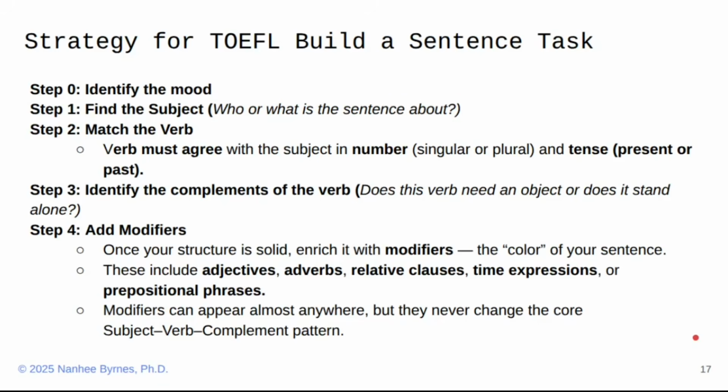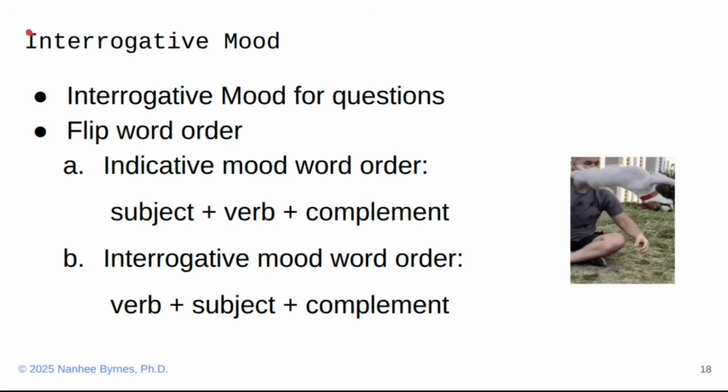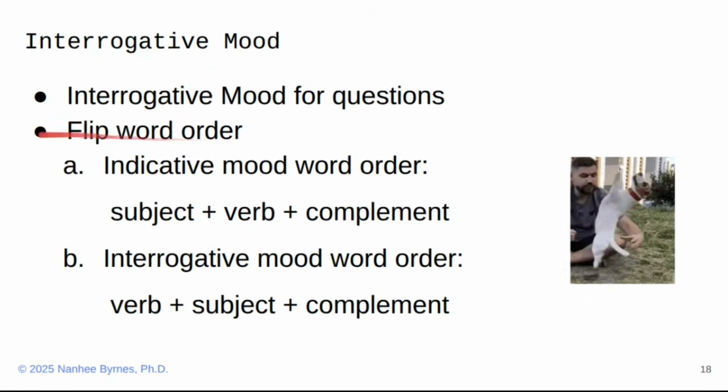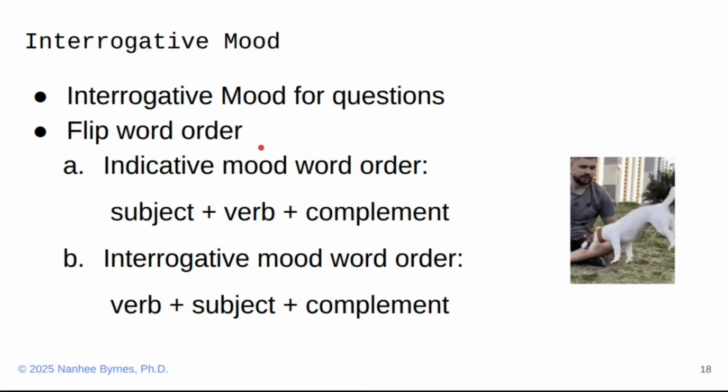But remember earlier, we noticed that 7 of our 10 TOEFL build-a-sentence questions ended with a question mark. That means it's time to step into the next mood, the interrogative, where English flips the rules, inverts the order, and puts your understanding of structure to the test. Ready? All right, now we're stepping into the wild side of English grammar, the interrogative mood. This is where sentences start asking questions, flipping words around, and testing whether you really understand the skeleton of English.